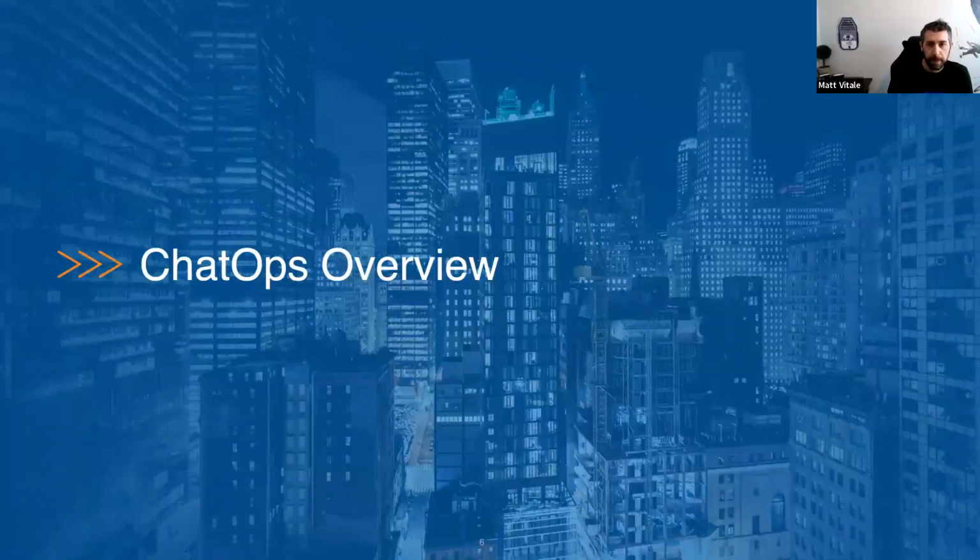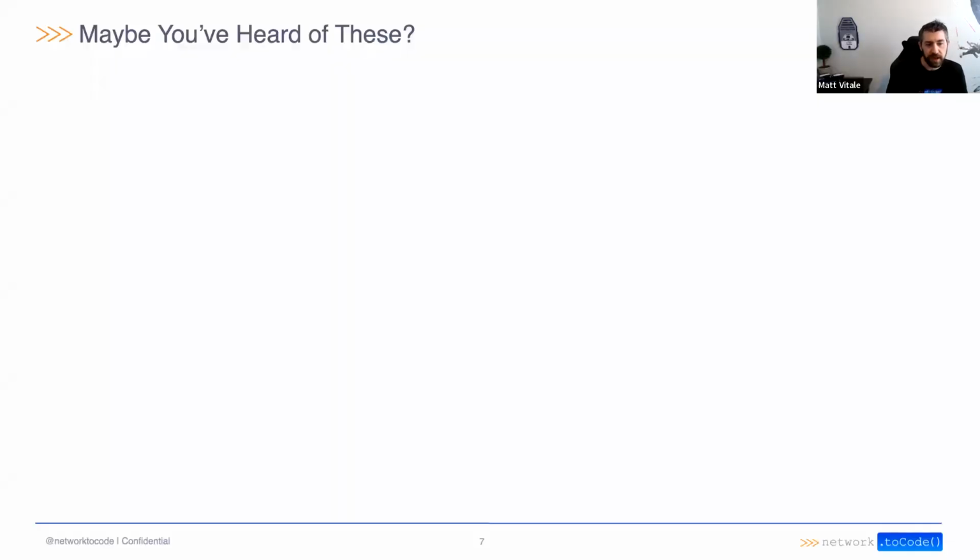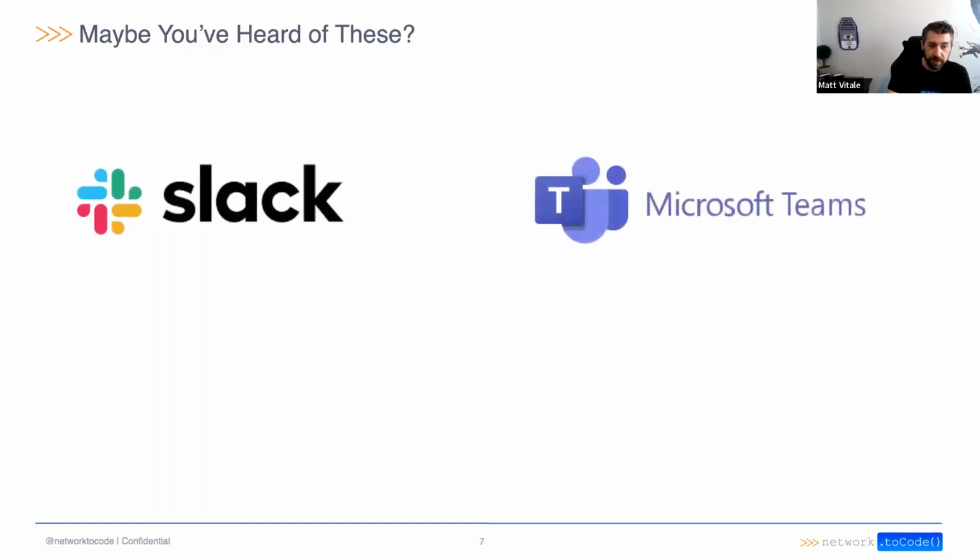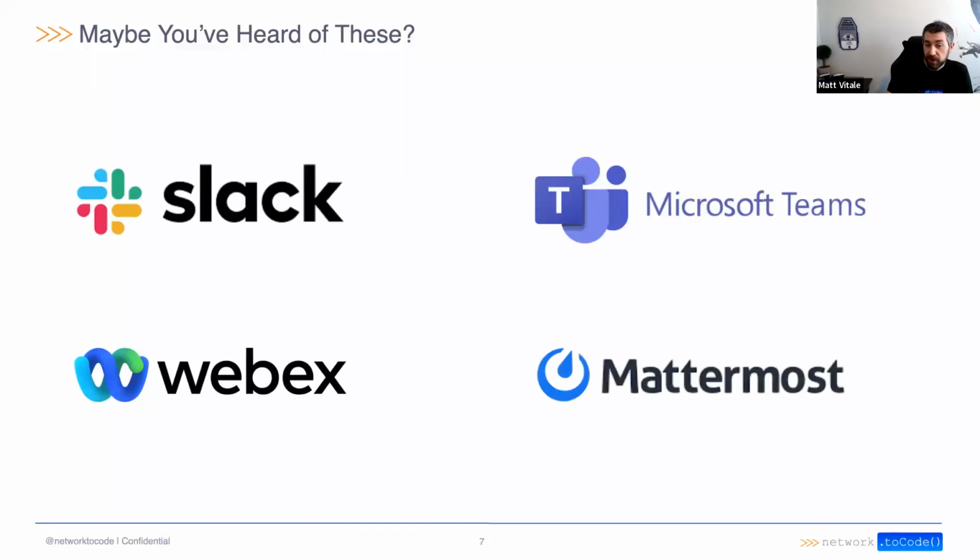ChatOps overview. As we get started, it's good to give a brief overview of ChatOps in general and what exactly it is. Some of the most popular tools out there today in the business world are Slack, Microsoft Teams, Cisco Webex, Mattermost, and there are many others available for both commercial and private use, such as IRC, Discord, etc. But chances are you are already using one of these platforms today at work.